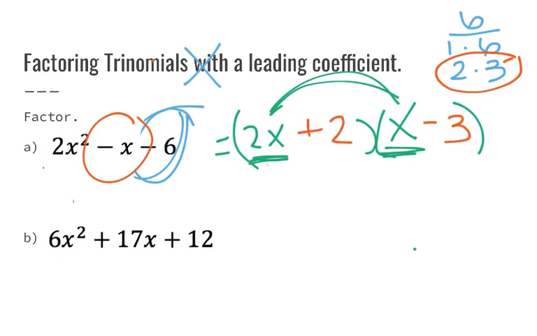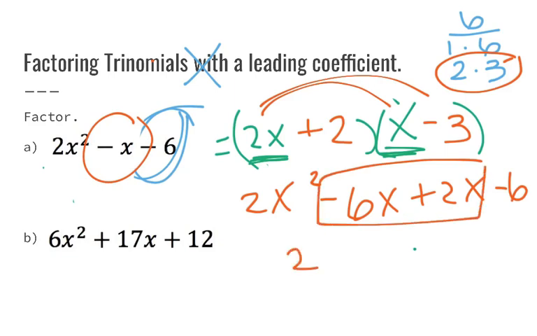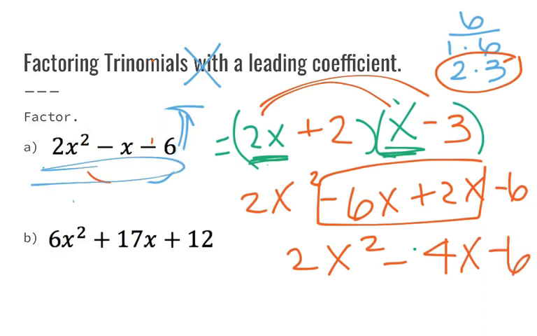But if I just put that wherever I want, now it's going to be really important that we do FOIL this back out and check. So if I FOIL this back out, that gets me 2x squared minus 6x plus 2x minus 6. And when I put together my like terms there, that's a negative 4x, which does not match my original problem up here where this said negative 1x.